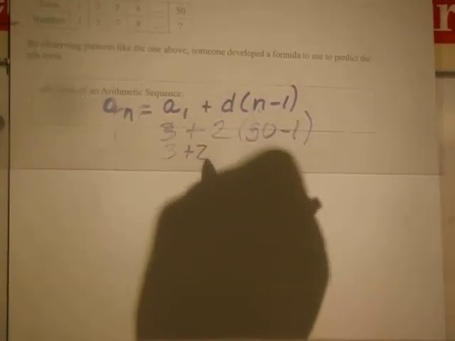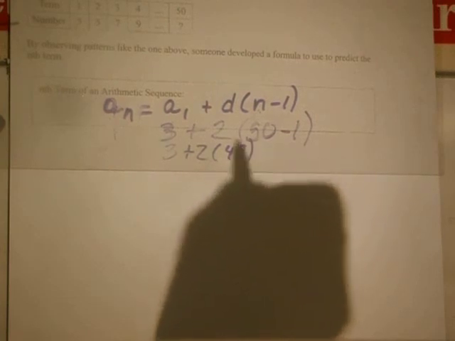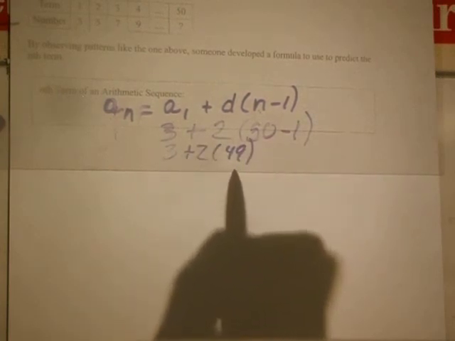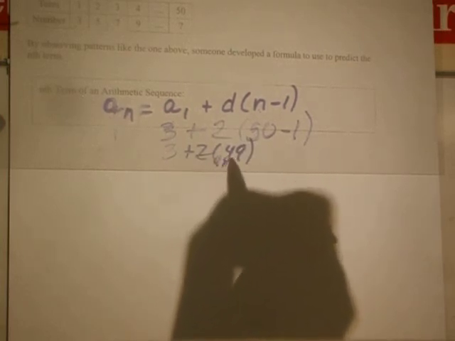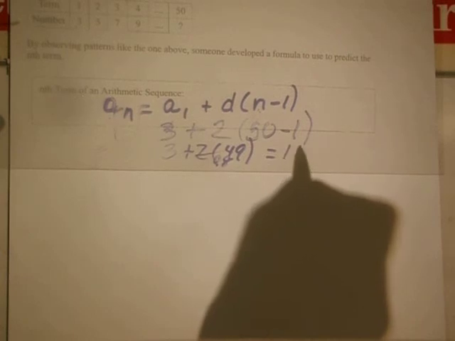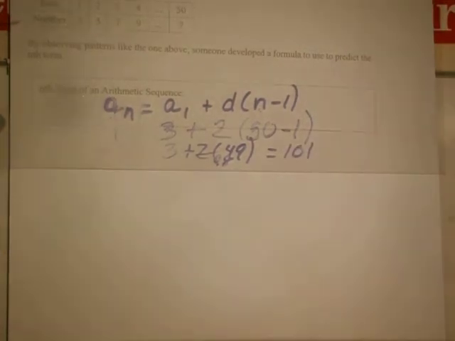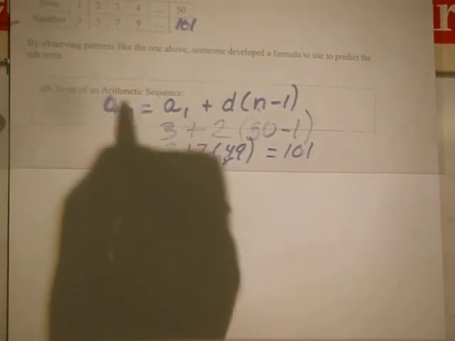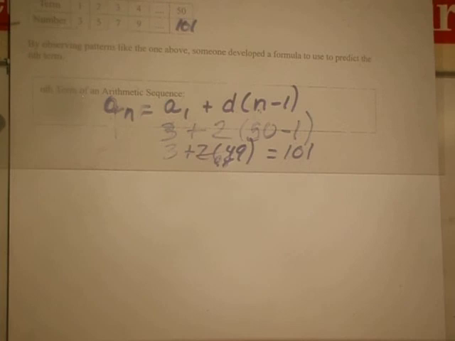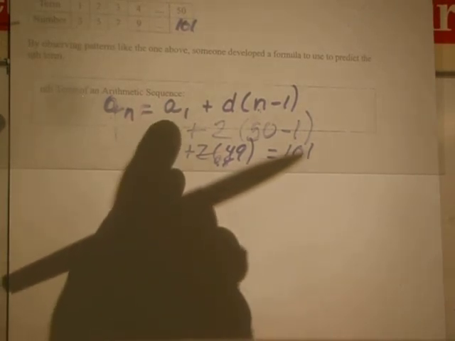If you choose not to use your calculator, that would be 3 plus 2 times 49. 2 times 49 is 98. And 3 plus 98 is 101. So again, when we put this number in here, we got the term, or the number, 101. That's what we end up with over here on the left-hand side. So a sub n equals a sub 1, our first number, plus the difference, times n minus 1.